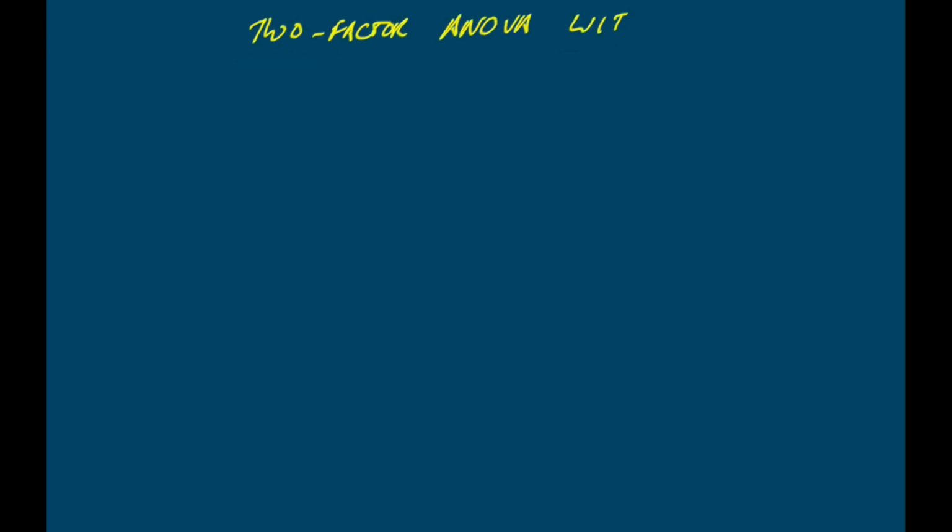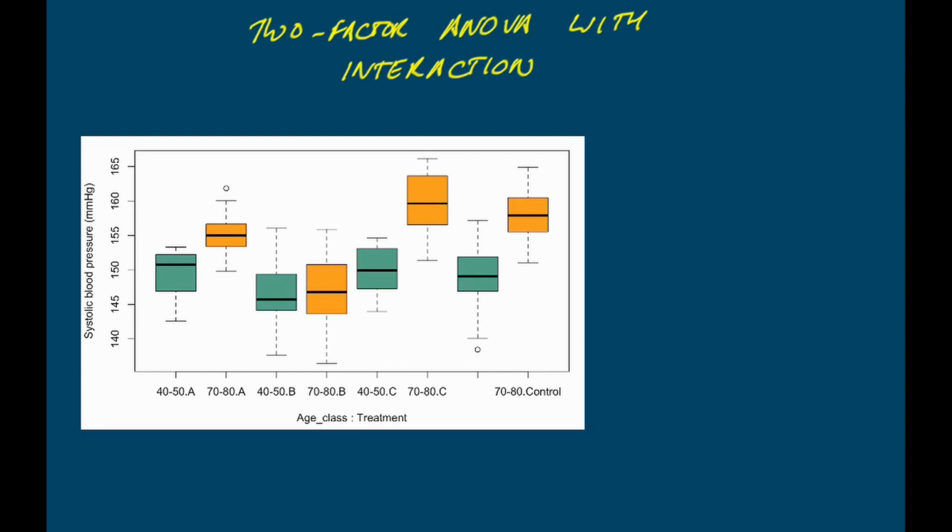Okay, how about the final example, two-factor ANOVA with an interaction.